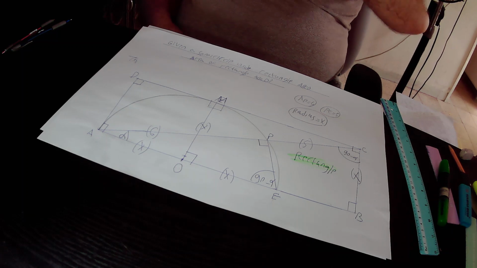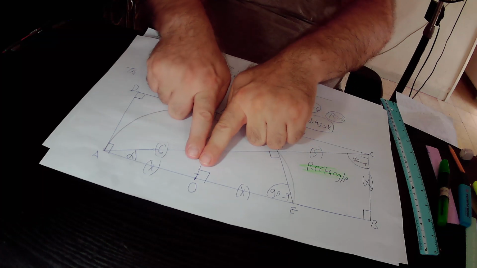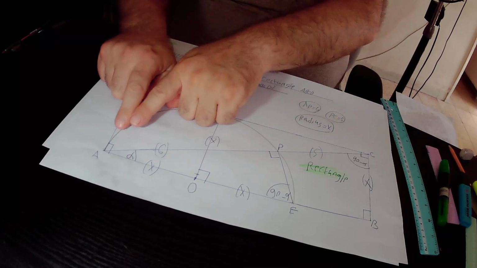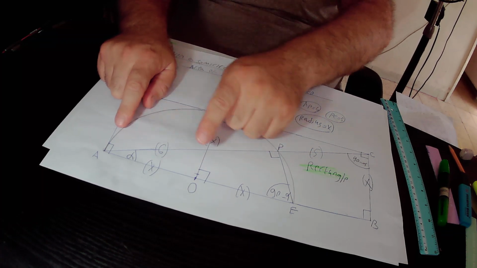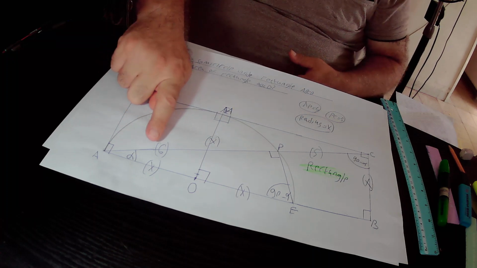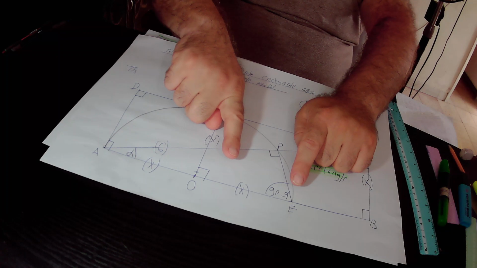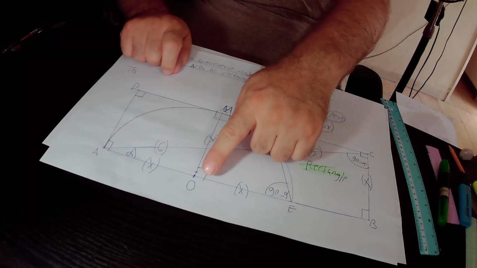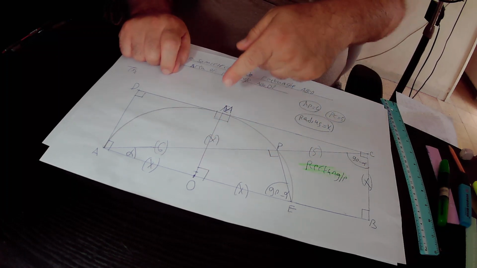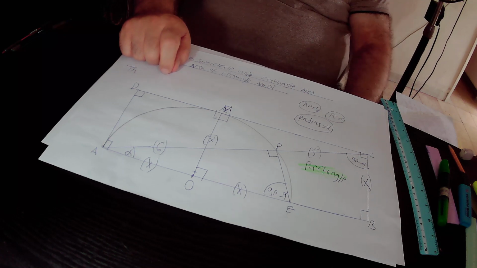Then, point O is the center of the semicircle, point A is a point on the semicircle itself, therefore OA is the radius of this semicircle, that is equal to x. Likewise, OE is also equal to x, it is the radius of the semicircle. We join points O and M together by a line. OM is also the radius of this semicircle, equal to x.